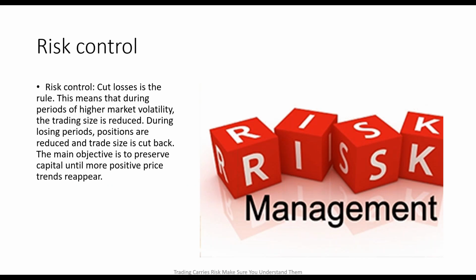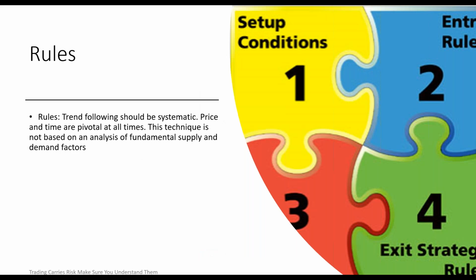And then risk control: cut the loss is the rule. This means that during periods of higher market volatility, the trading size should be reduced. During losing periods, positions are reduced and trade size is cut back. The main objective is to preserve capital until a more positive price trend reappears.